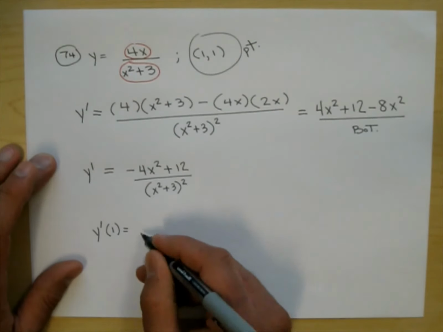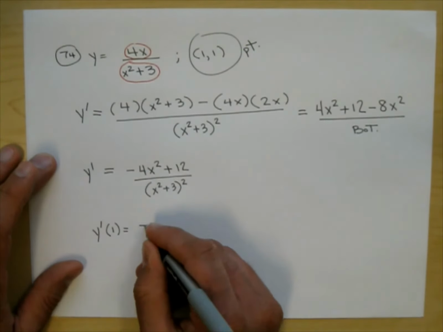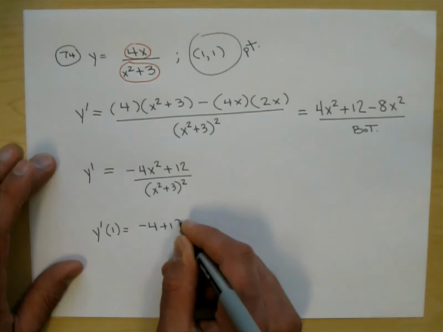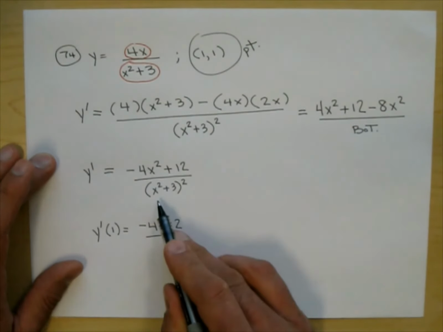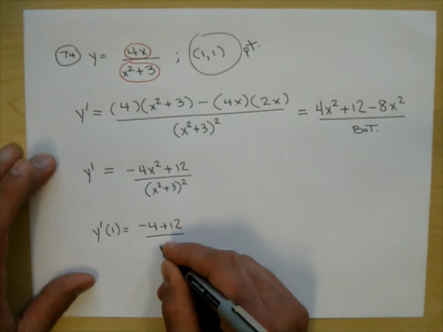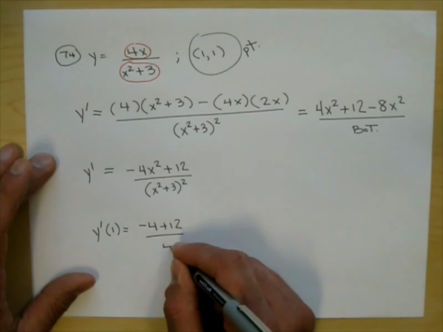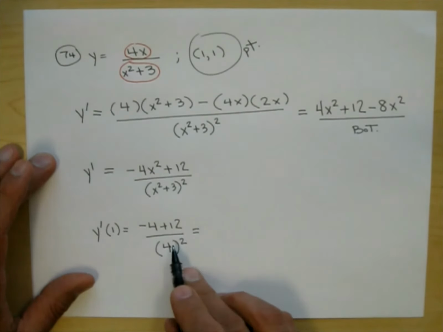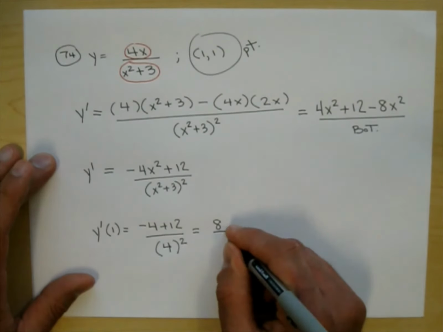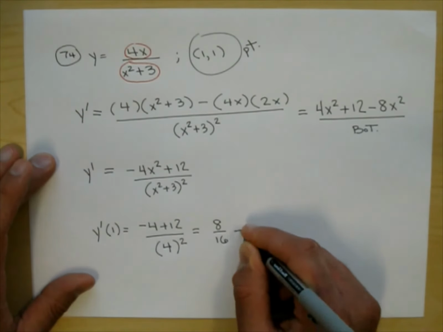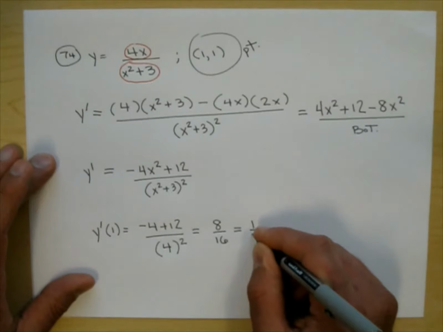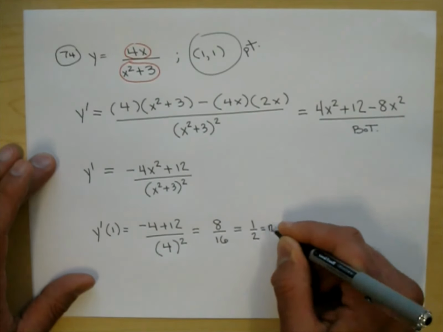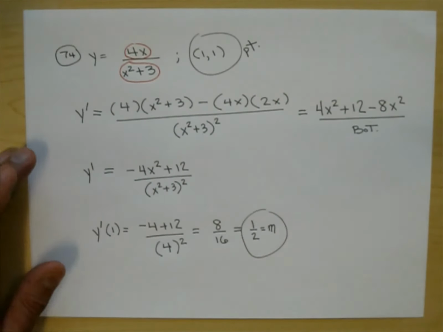So on the top, I end up getting negative 4 times 1 squared, so this is negative 4 plus 12. And on the bottom, I end up getting 1 squared plus 3, which is 4. And this is squared. So on the top is 8, on the bottom is 16. 8 over 16 is 1/2. 1/2 is the slope.